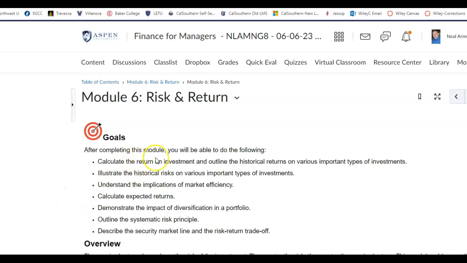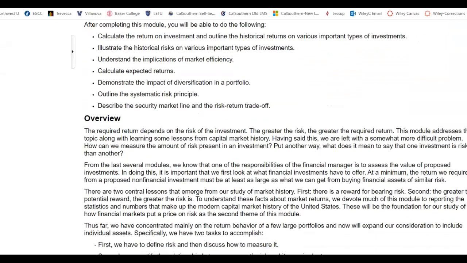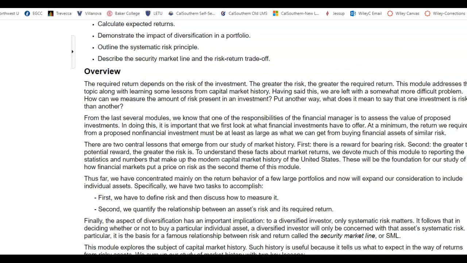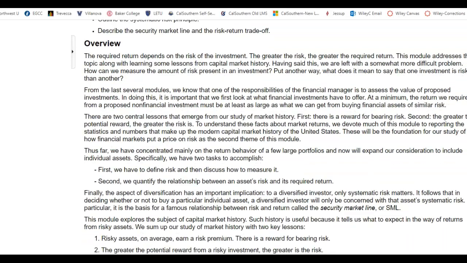So we have these goals right here. We're going to calculate expected returns and return on investments, look at historical returns, and really understand systemic risk. We're definitely going to learn about different risks and things of that nature. To be a good manager, you have to understand your risk and understand what's going on in your business.